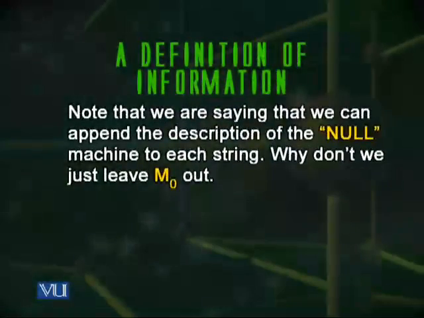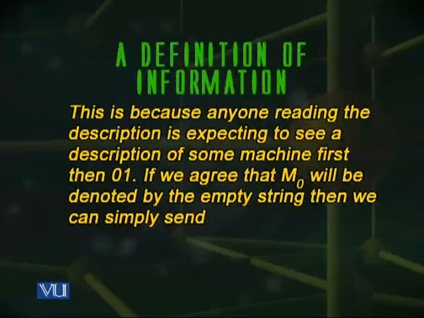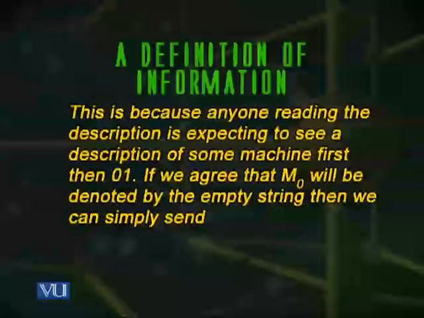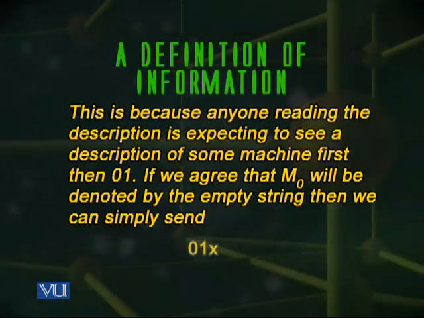In that case, what is the description of x that I have shown in this proof? Well, if M0 is described by the empty string, the null string describes this null machine, then we can just leave out M. Why can't we just leave out M and write x? This is because anyone who's going to read our description is expecting to see a description of some machine before they read the first 0, 1. Hence, if we agree that M0 will be denoted by the empty string, then we can simply send 0, 1 followed by x.